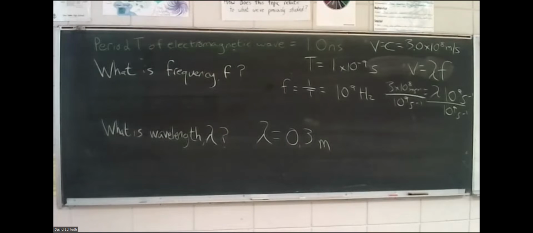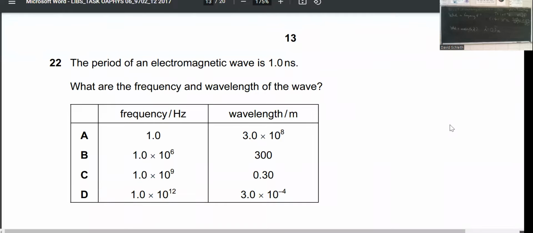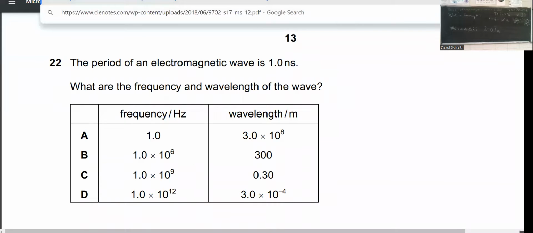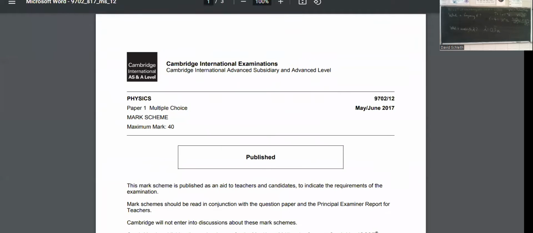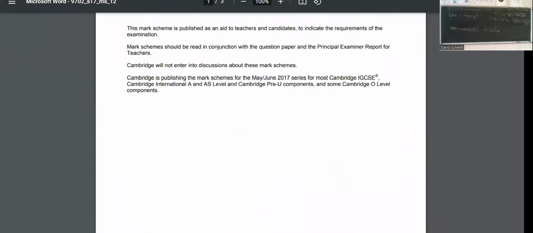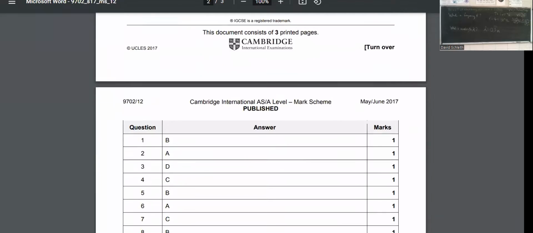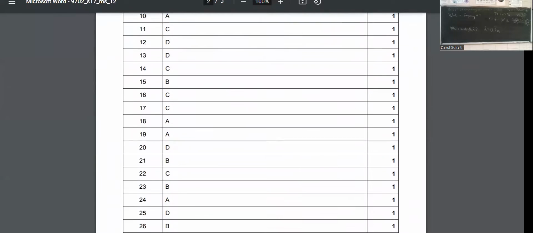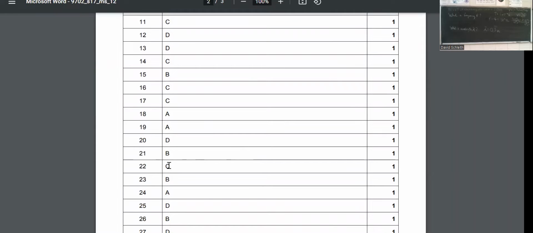Let's go back to our answer choices and see if we find something that agrees with that. And so we can see choice C there, 1 × 10⁹ hertz, 0.3 meters of wavelength. And so choice C seems like the reasonable answer here. But let's check question number 22 in the mark scheme. As you study for your ACE Physics paper 1, previous papers are a great resource, but always give yourself feedback by looking at the mark scheme. And indeed, question number 22, choice C. So good work, everybody.